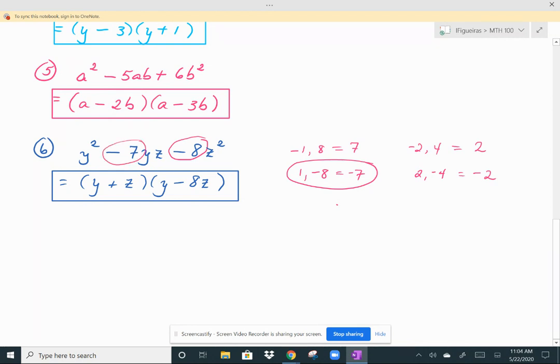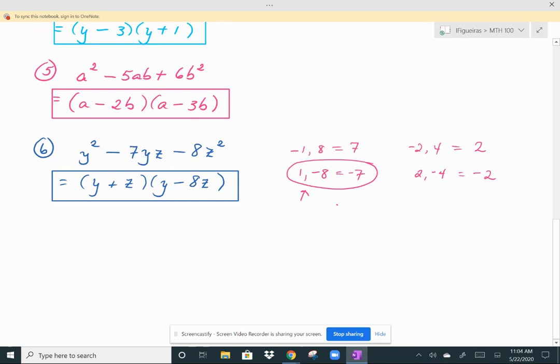So the only thing you have to do is use these two numbers, the 1 and the negative 8, but attach a z to it. So instead of writing y plus 1z, that's not necessary. You just put z there. And then y minus 8z is your second factor.